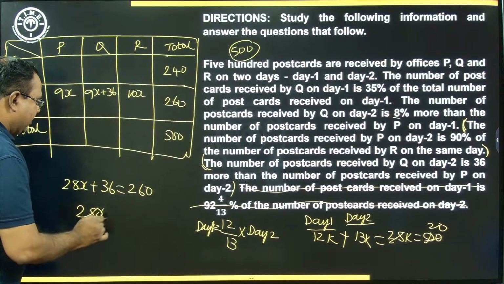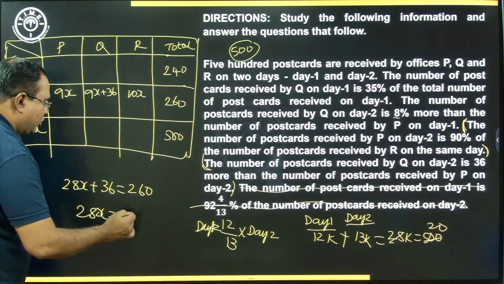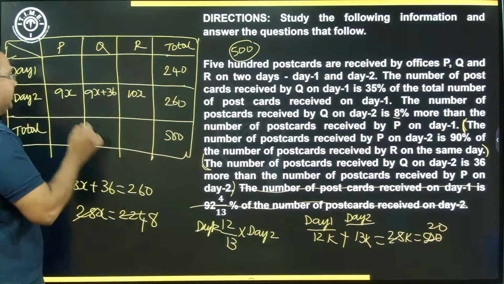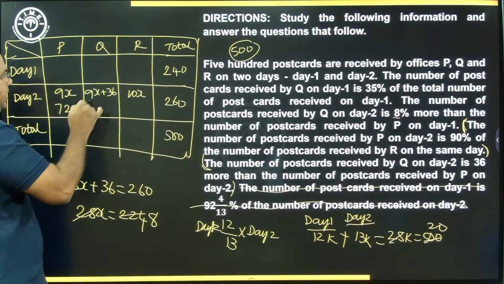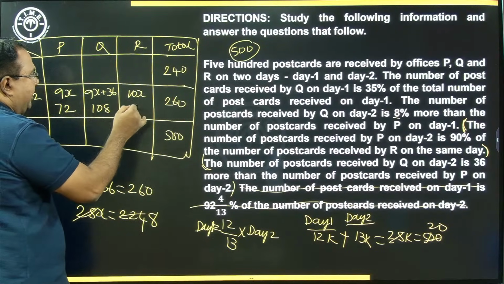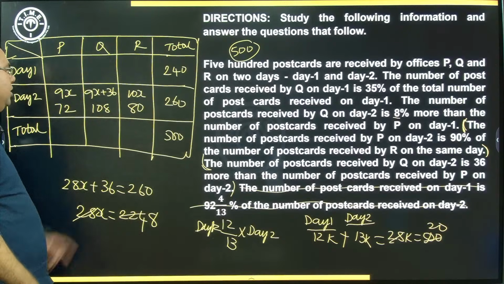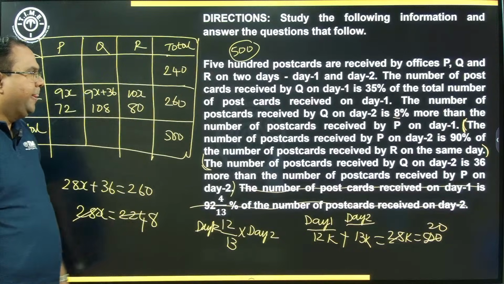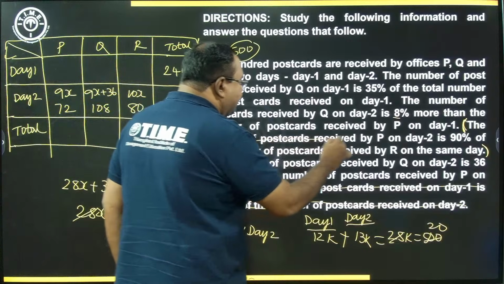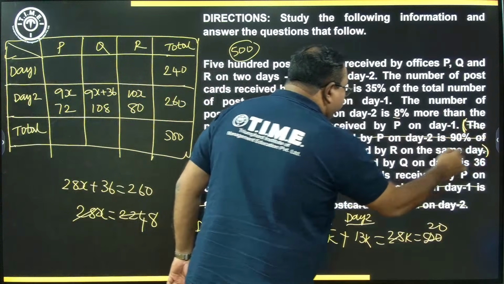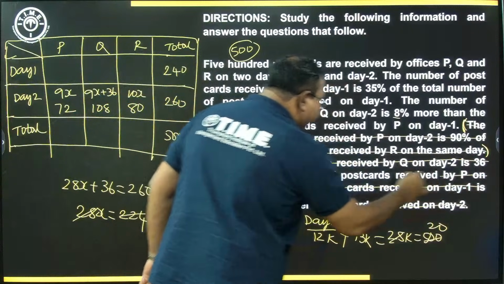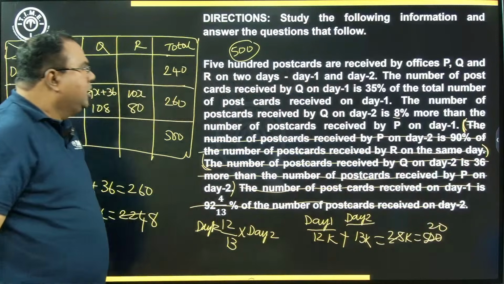If I add this, 28x plus 36 is equal to day 2, 260. 28x is equal to, if I remove 36, 224. 28 goes 8 times. X is equal to 8. So P is 72. 72 plus 36, it is 108. So X is equal to 8 means R is 80. 108, 72, 80, 260. Okay. These points are done. This I am erasing. These are done. Okay. Now look at this.